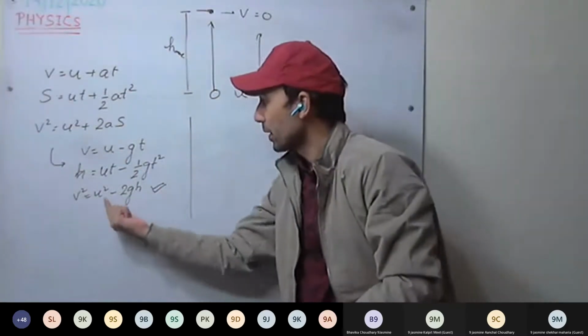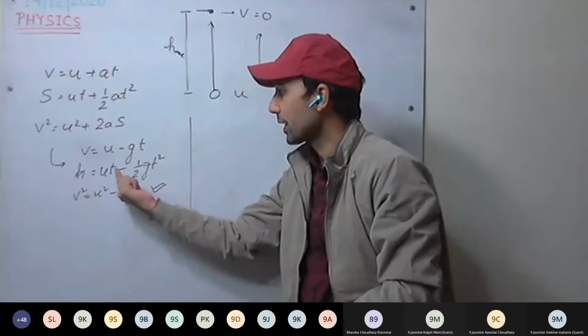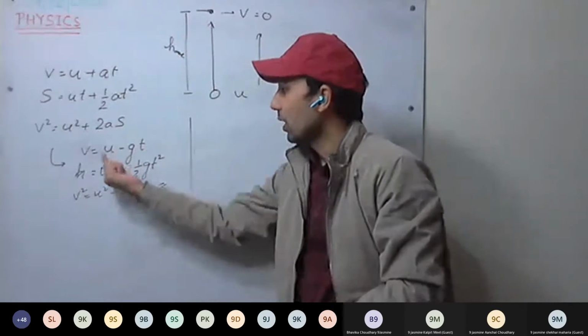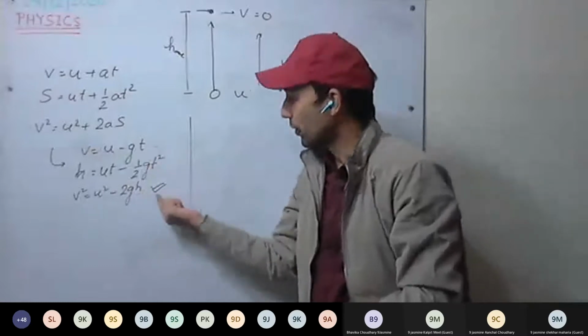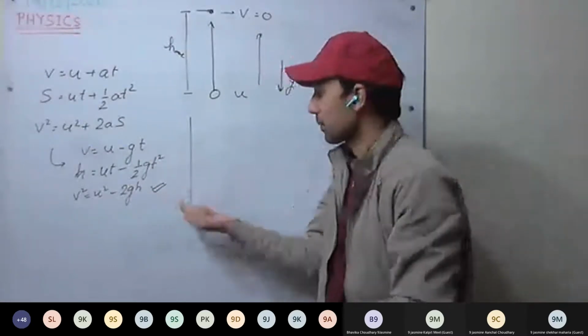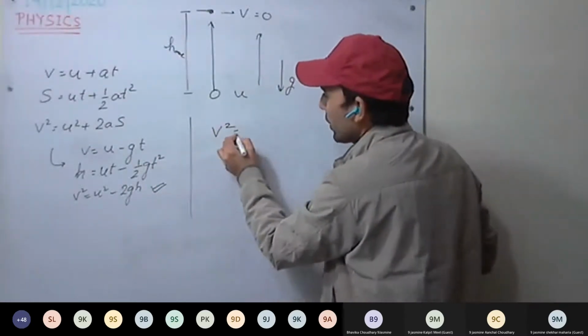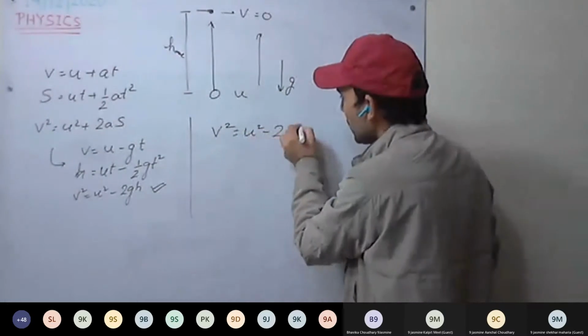V is 0, U is there, H as well. In the second equation, no V is there. Or in the first equation, no H is there. So we'll be going with the third equation. Okay, so the third equation, right? V square equal to U square minus 2GH.